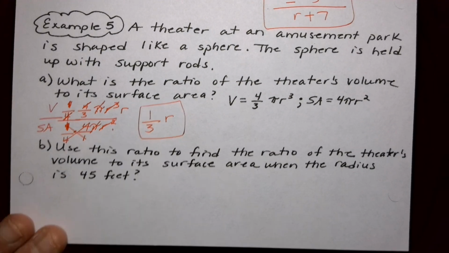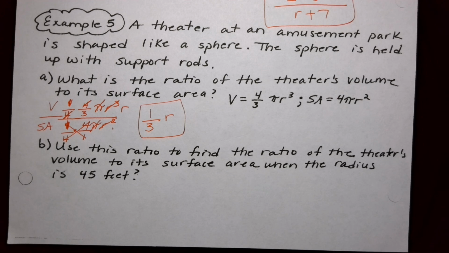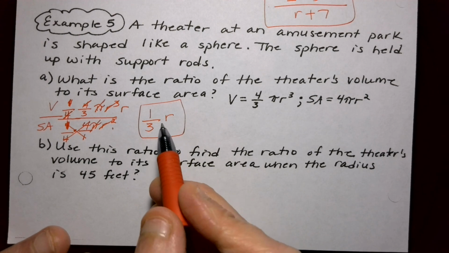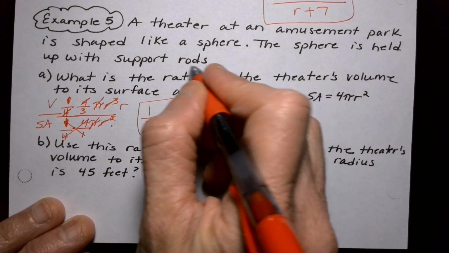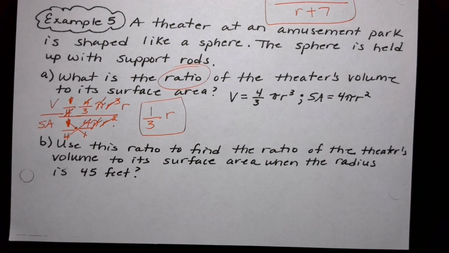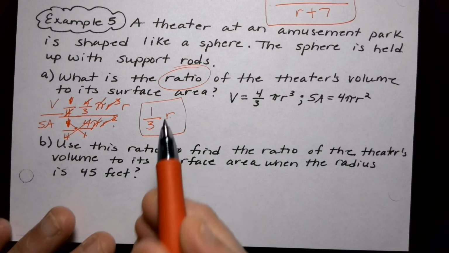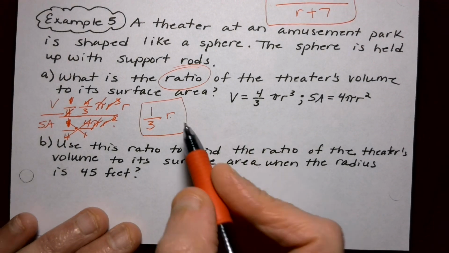Fun. All right, last problem. Use this ratio now to find the ratio of the theater's volume to its surface area when the radius is 45 feet. Well, we just found this. This is the ratio of the volume to the surface area. So if we know the r, we've got it. So we're going to put the r in.